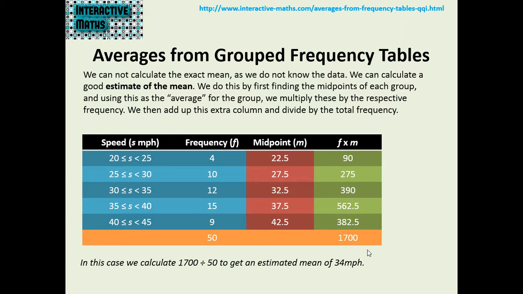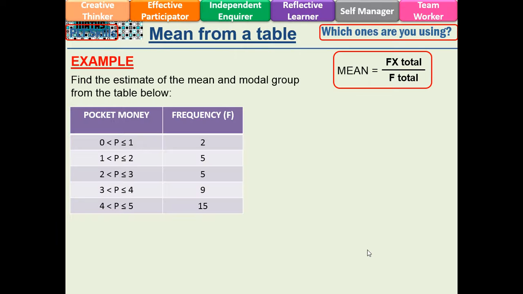Fairly straightforward. So for this grouped data, you do 2 columns. You do the midpoint, which is basically the midpoint of the class, and then you do f times m, so the frequency times the midpoint. The total of the frequency times the midpoint divided by the total frequency is your estimated mean from this grouped frequency table. What I'd like you to do now is copy down this example and have a go at working out the mean and the modal group. Please pause the video and press play when you're ready to carry on.